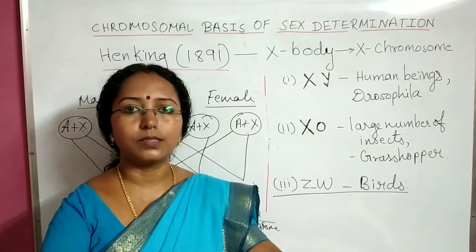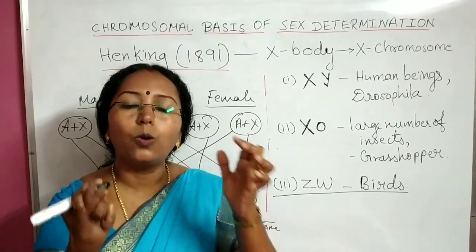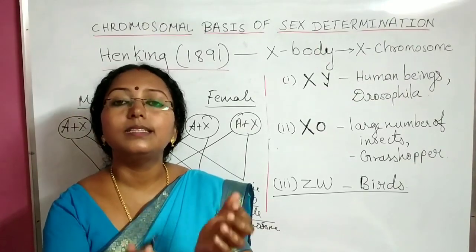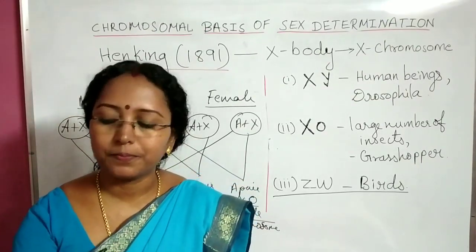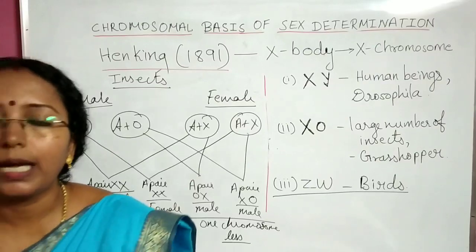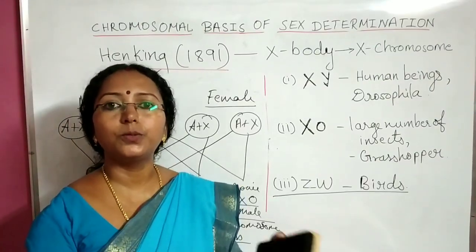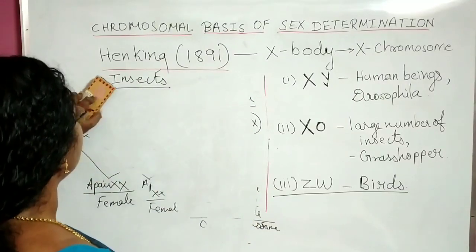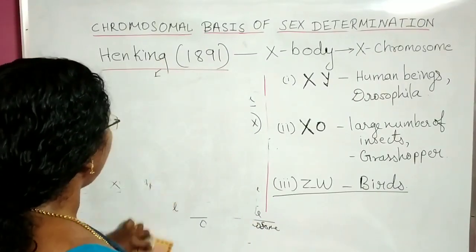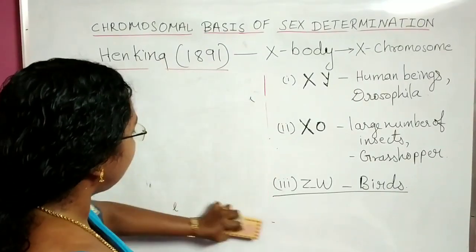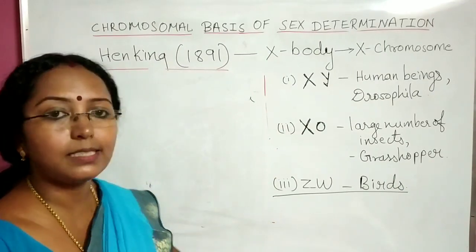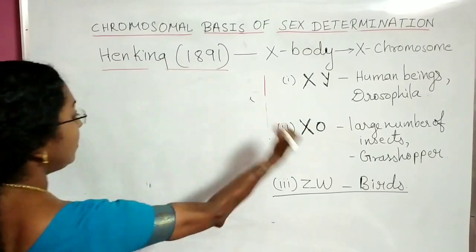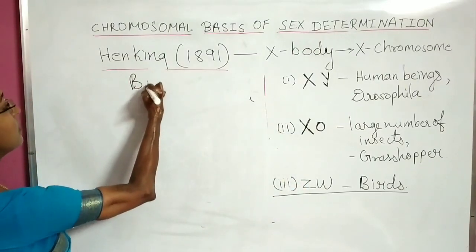Now the last thing that I have written here, ZW type seen in birds, there the thing is different. It is opposite. Males show homogamety. What about females? They show heterogamety. Males show homogamety and females show heterogamety. So let us focus our attention on that. So now we are moving to the mechanism of sex determination in the case of birds.